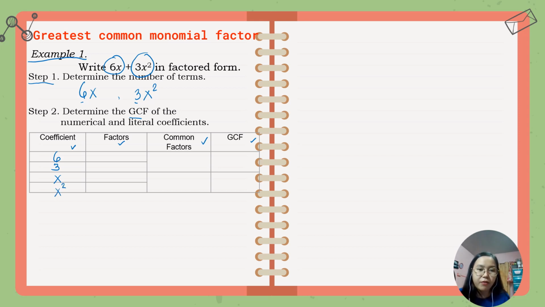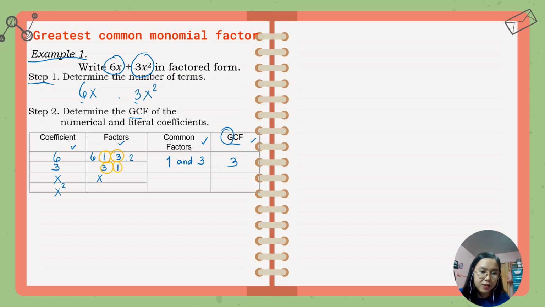Factors. What are the factors of 6? We have 6 times 1, and 3 times 2. Factors of 3, we only have 3 and 1. What are the common factors here? Of course, we have 1 and 3. So we have 1 and 3. GCF, greatest. Of course, which is larger, 1 or 3? Of course, 3.